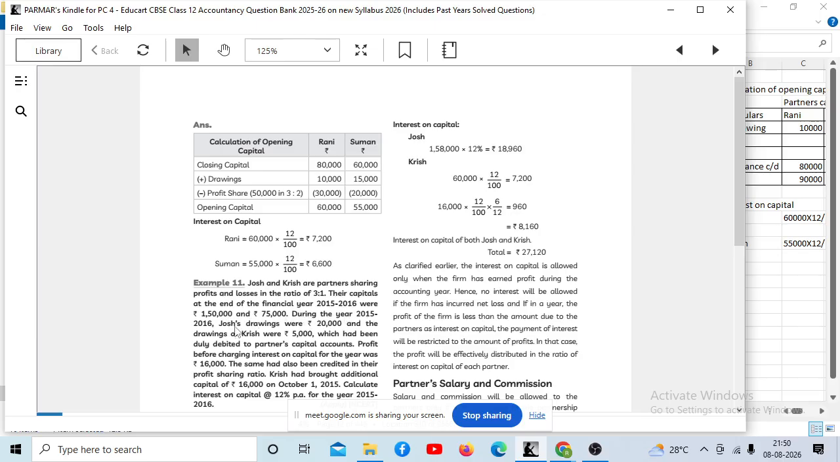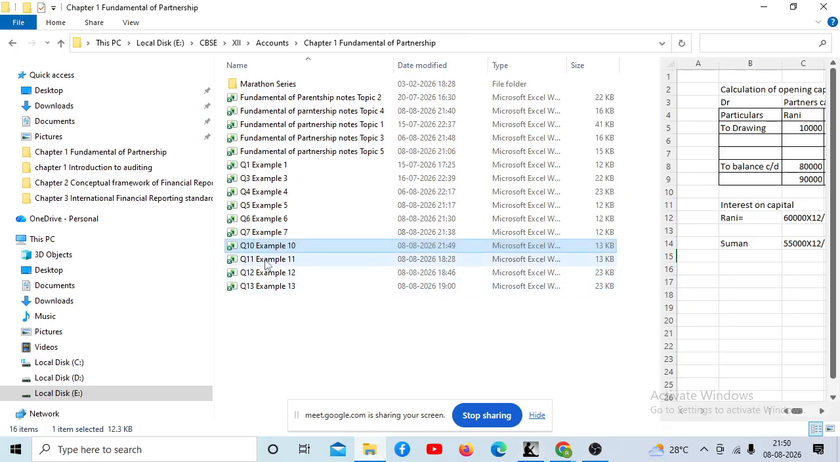During the year 2015, Josh drawings were 20 and drawings of Krish were 5, which had been duly debited to partners' capital account. Profit before charging interest on capital for the year was 16,000. The same had also been credited in their profit sharing ratio. Krish had brought additional capital of 16,000 on October 1st. Calculate interest on capital at the rate of 12% per annum. Right? So again we will be solving question 11.